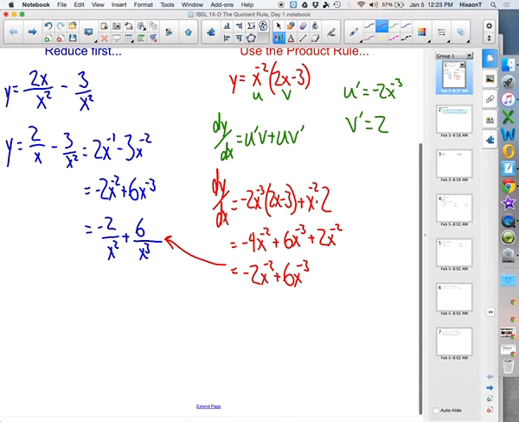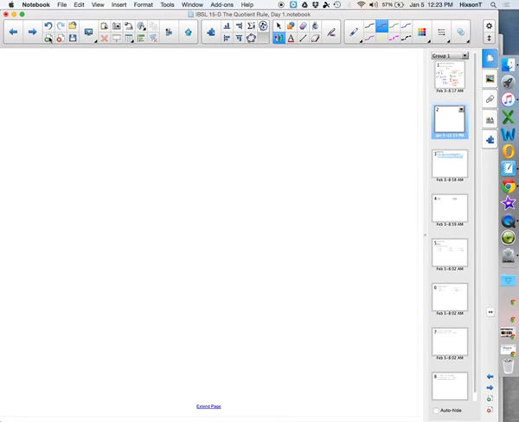Now, you guys know any division problem can be written as a multiplication problem, just like this. So let's actually see how we could derive a quotient rule, and try to come up with an actual rule that will work anytime we have a fraction. So, let's think about this.